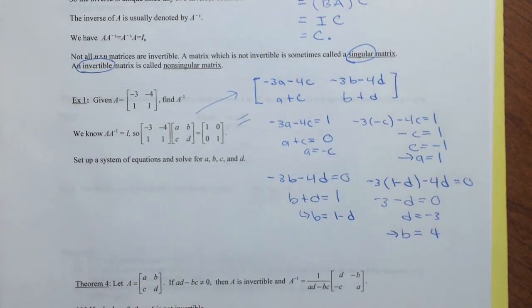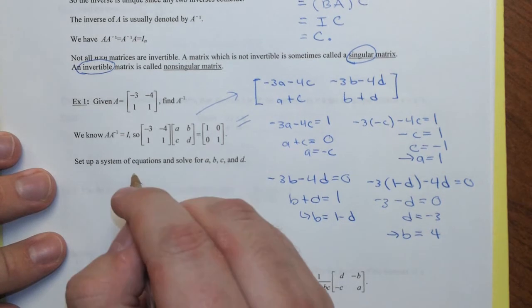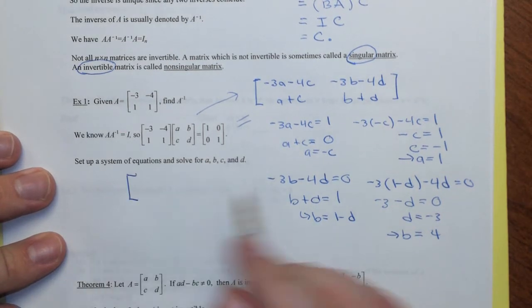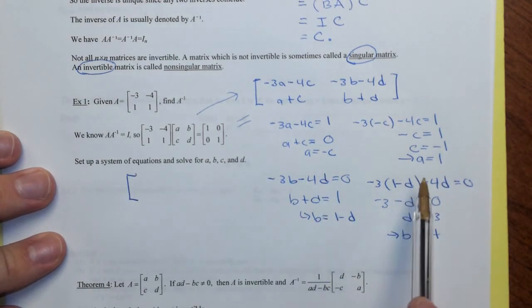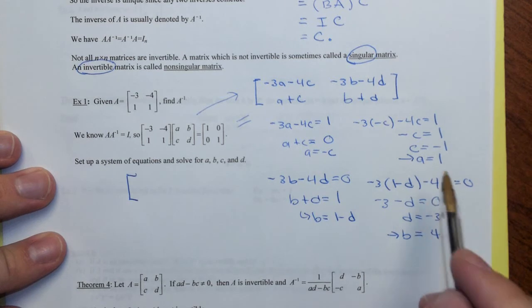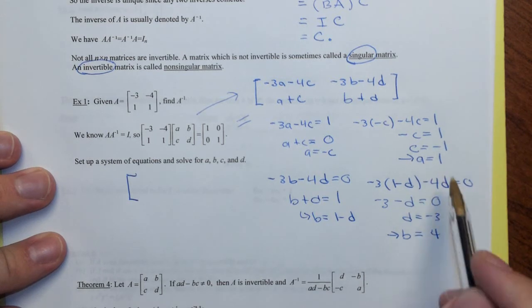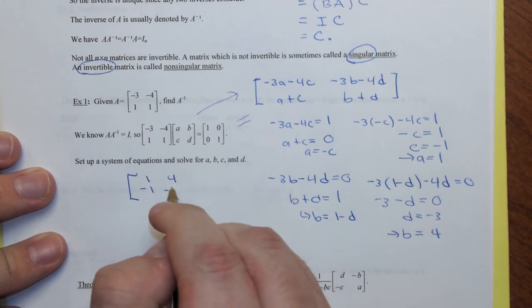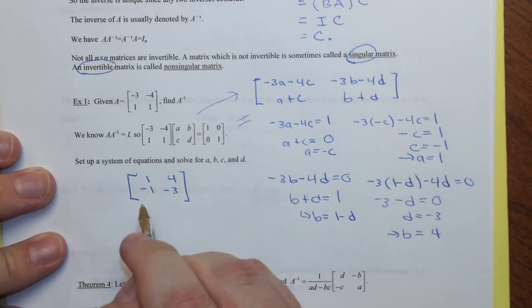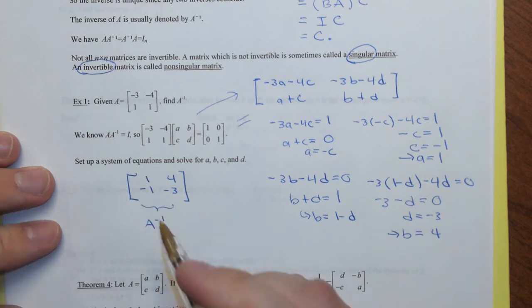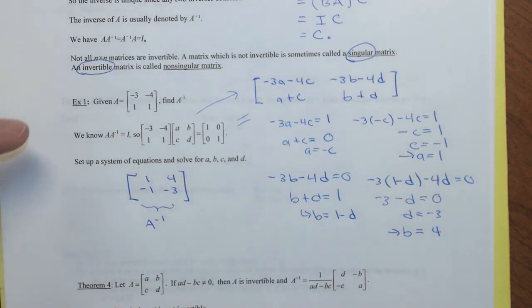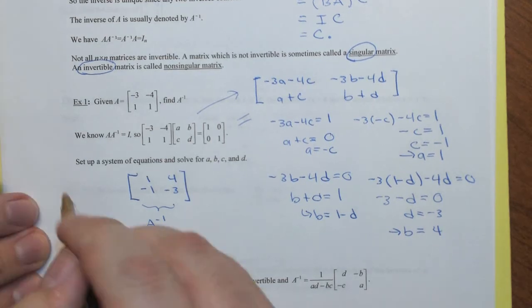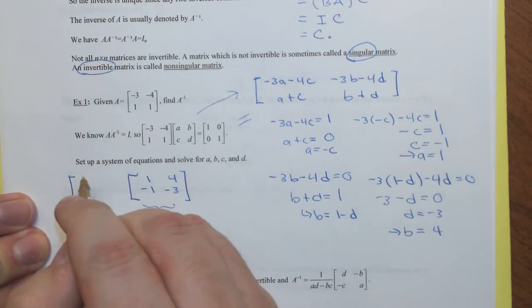So what I have now is that A inverse is, be very careful of putting these back together, A, B, C, D. So this will be 1, 4, negative 1, negative 3. This is A inverse. And that means that if I were to multiply the given matrix A on either the left or the right, I would get the 2 by 2 identity matrix. Let's check one of those.